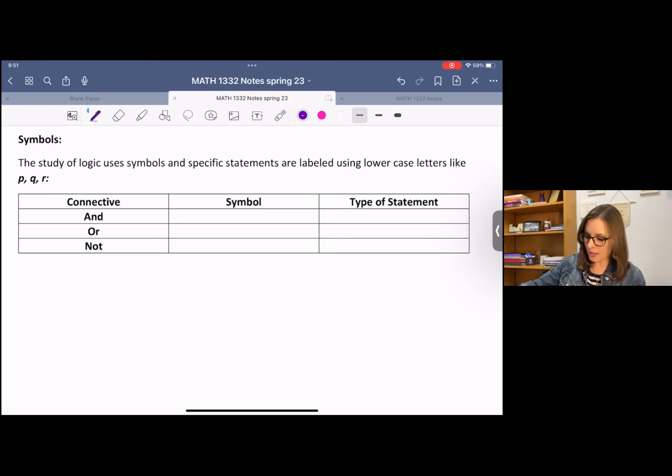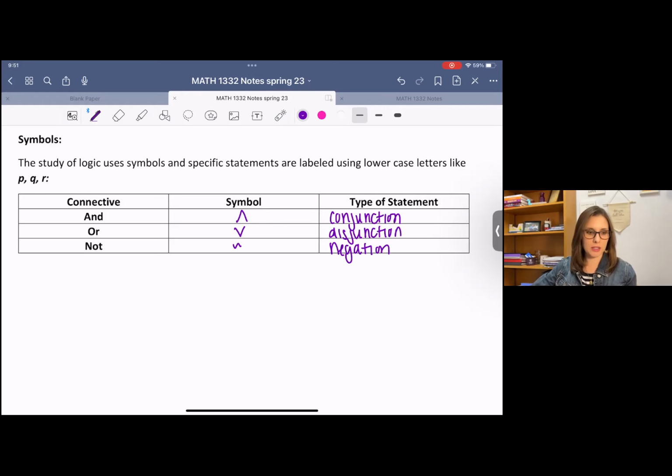The symbol for and is an upside down V. The symbol for or is a V, and the symbol for not is kind of this little squiggly, tilty symbol, I guess you would call it. The type of statement for and is called a conjunction, or is a disjunction, and not is a negation.